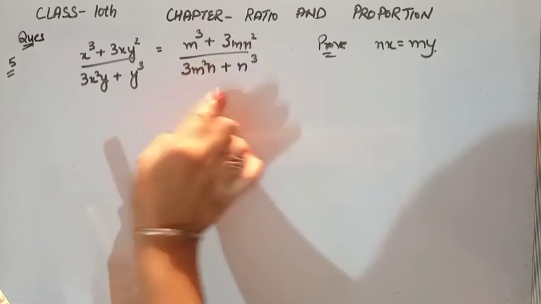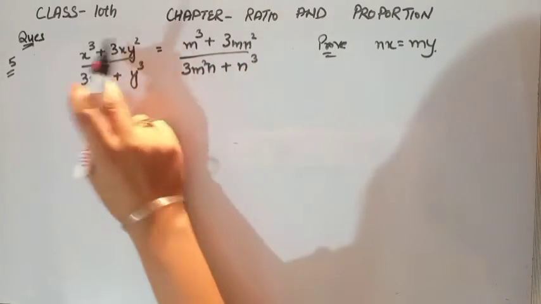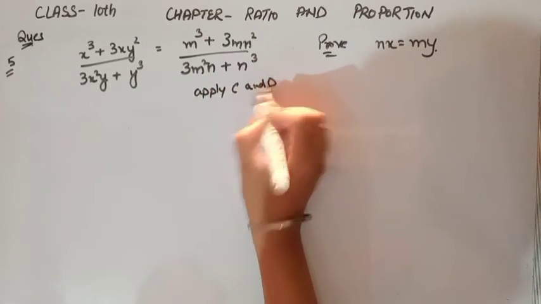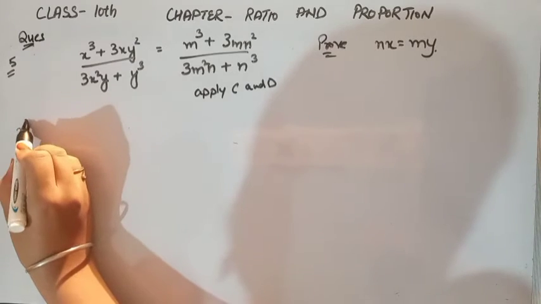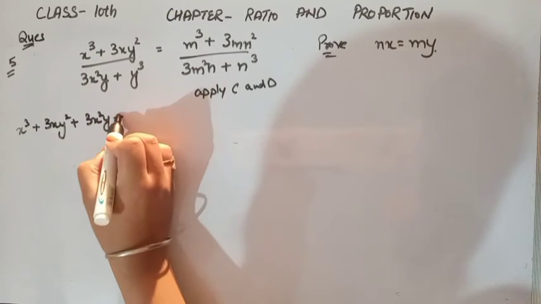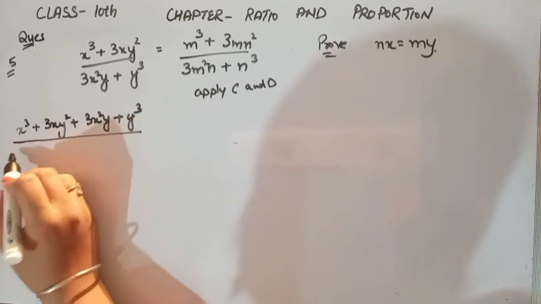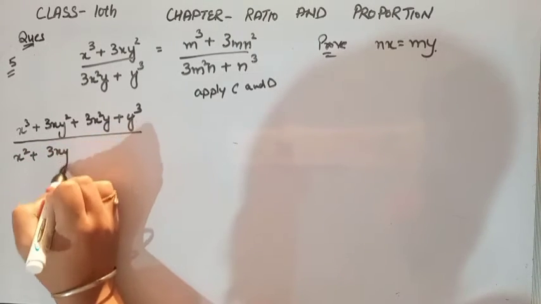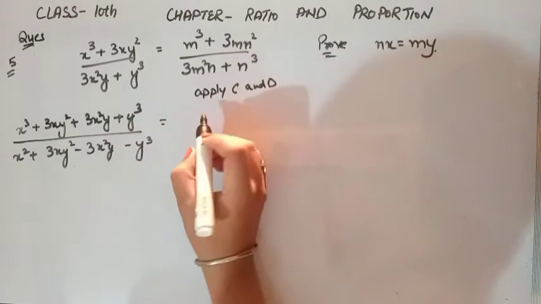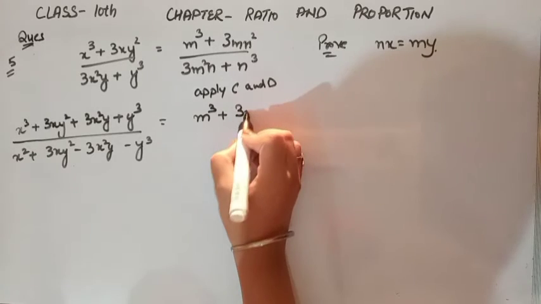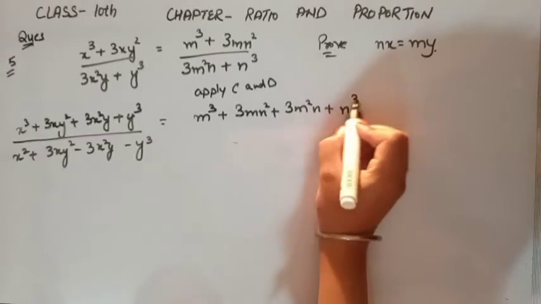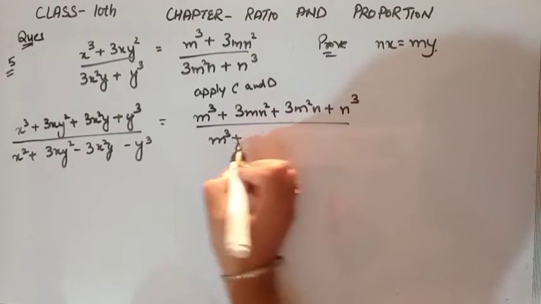But when we solve it, it will become so. I'll show you how. Over here, apply componendo and dividendo: numerator plus denominator over numerator minus denominator. Over here also, numerator plus denominator upon the subtraction of these two.